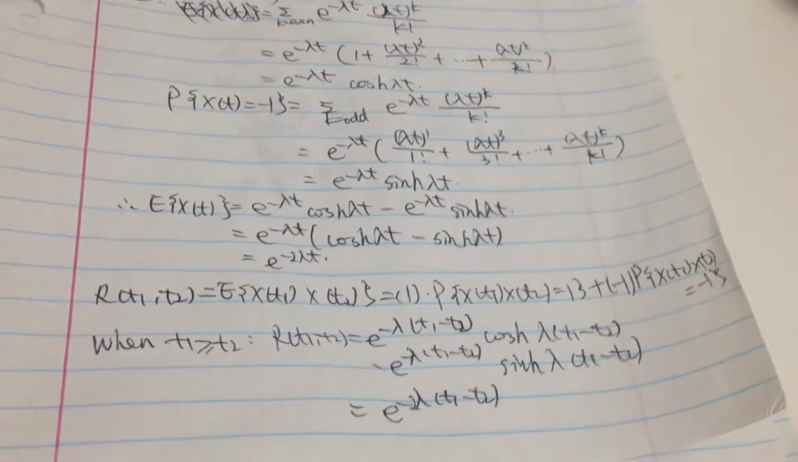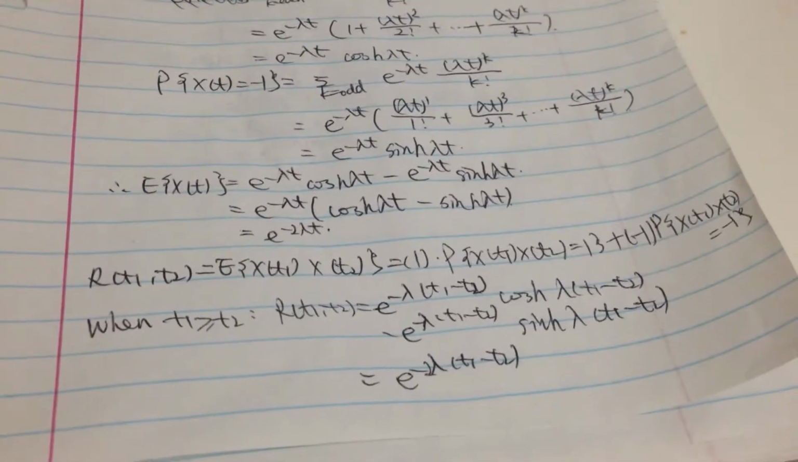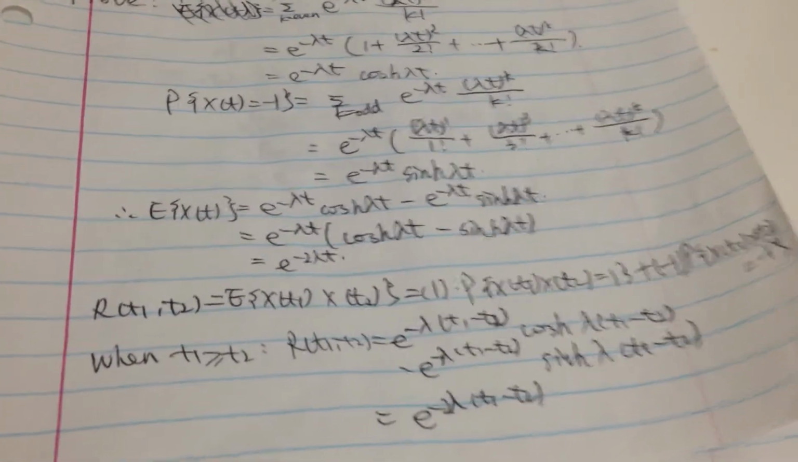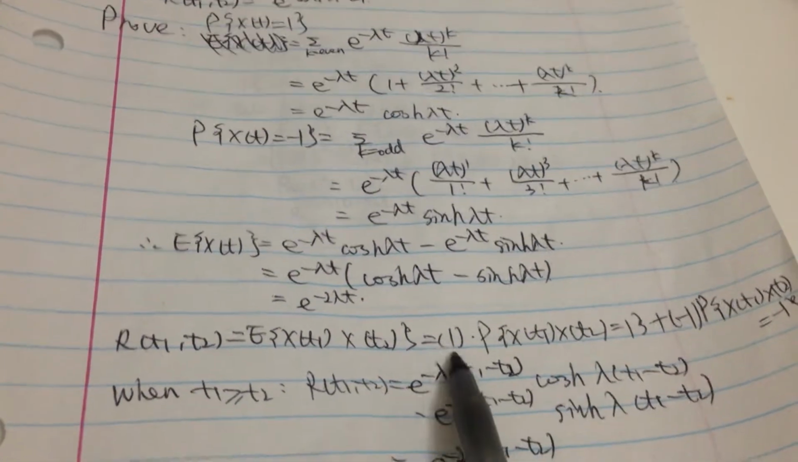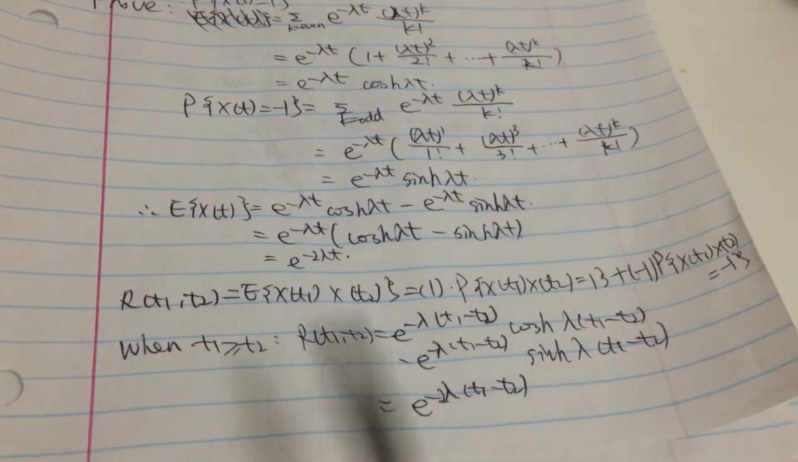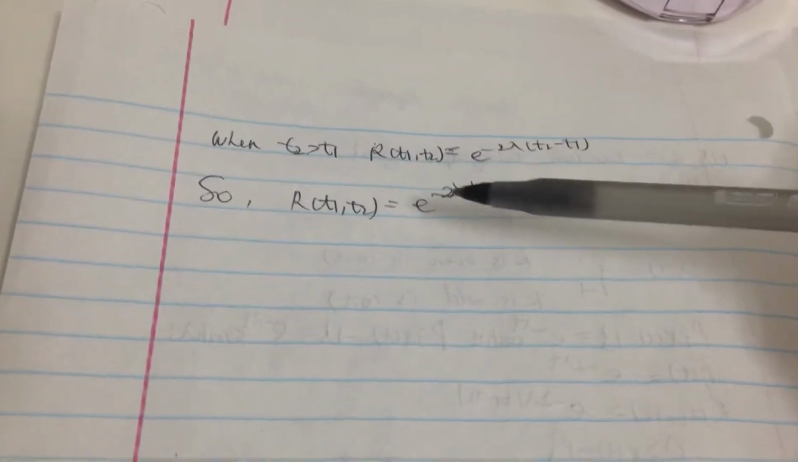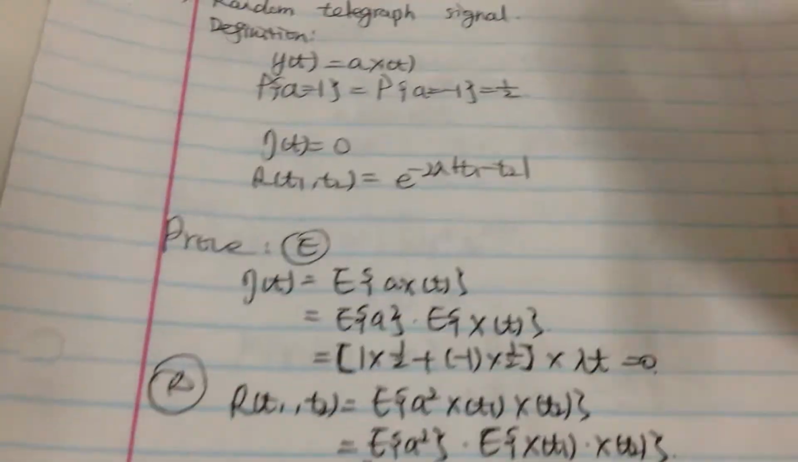Later the correlation should be written this way, obviously. Using a similar way to solve the problem, we could just write it into this one and this. So if T1 is bigger than T2, we could get this result. If T2 is bigger than T1, we could get this result. Here is a summary of the result.